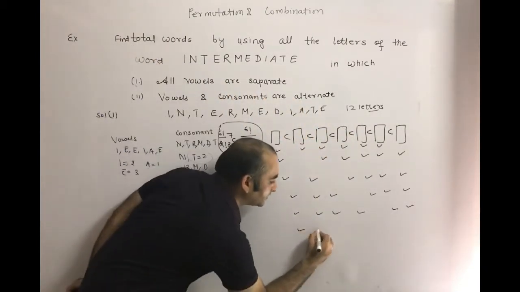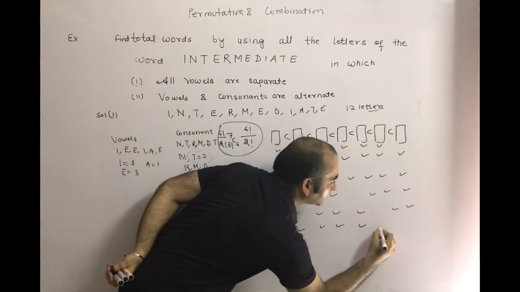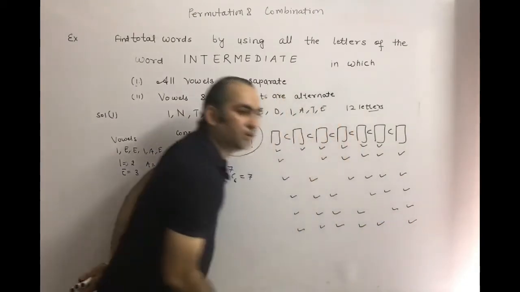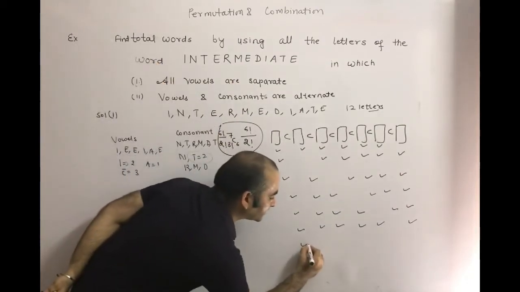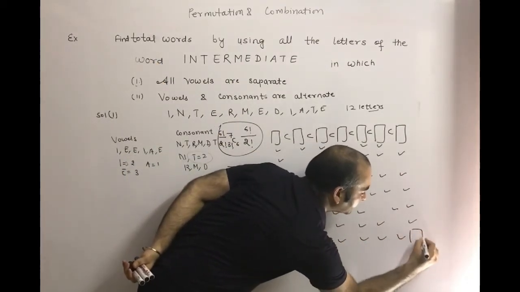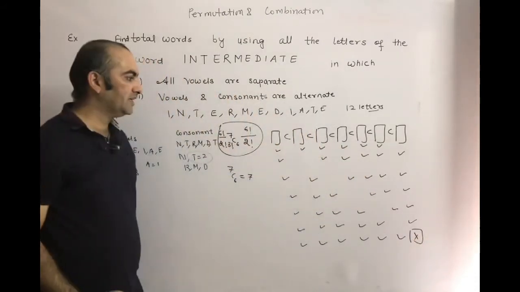Next case: this one, this one, this one, this one, then this one. You are not selecting this one, you are selecting this one. And the last case: you are selecting this one, this one, this one, this one, this one, and this one. You are not selecting this one. So how many cases will come?